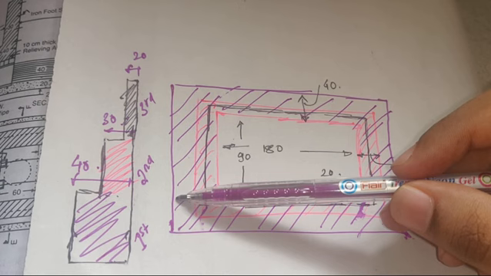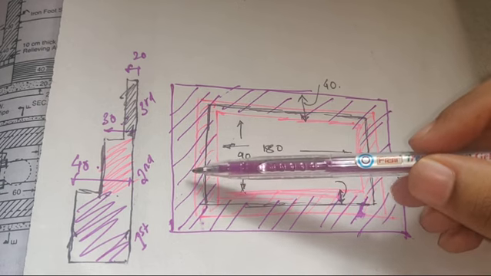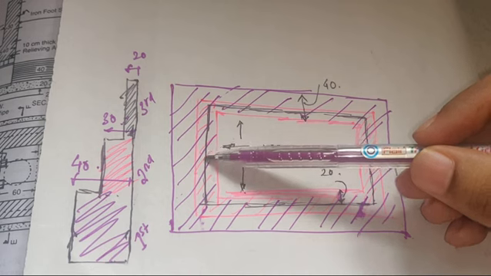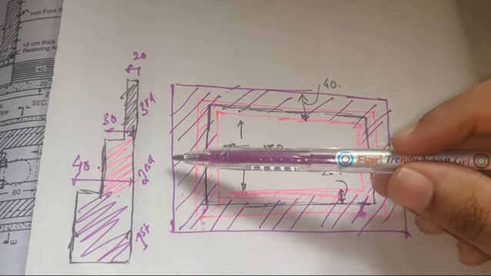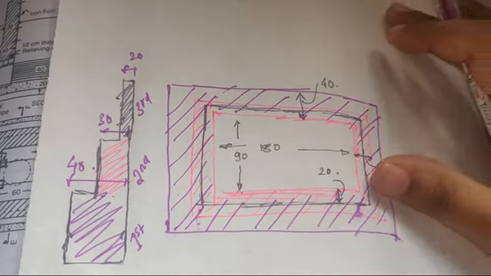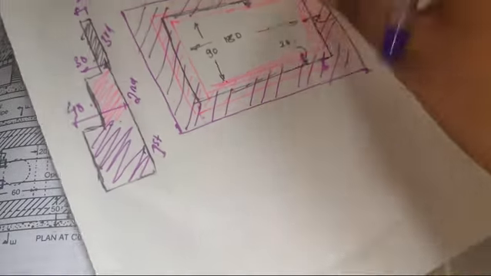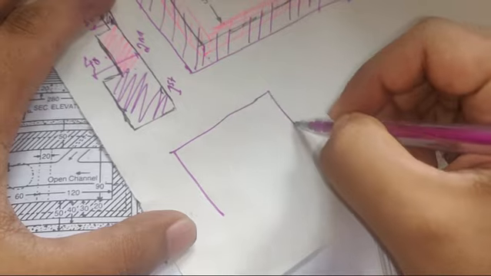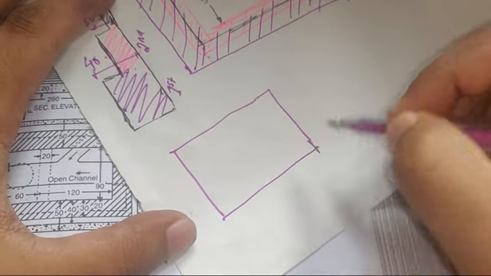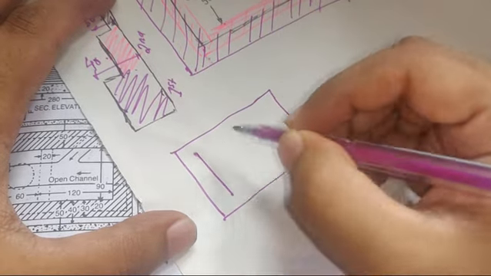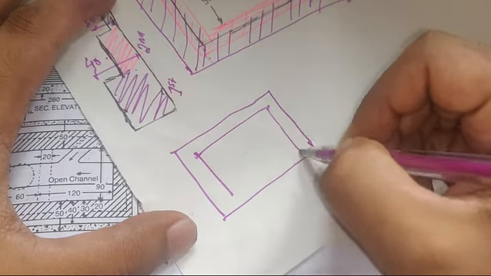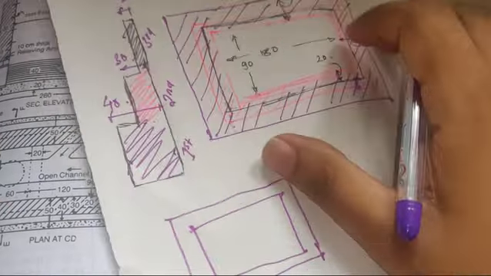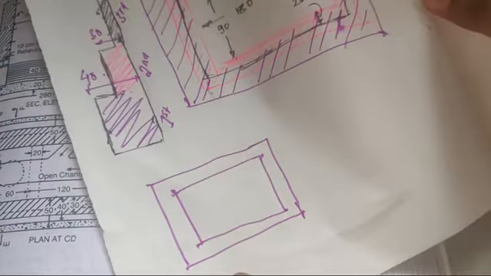So 40 centimeter wall, 30 centimeter wall and 20 centimeter wall. The 20 centimeter wall rests over the 30, and the 30 rests over the 40. Now when you calculate the quantity for the 40 centimeter wall, how will that be? If you take only the 40 centimeter wall like this, right? It will be a rectangular component like this in the plan. So I'll divide this in terms of the long walls and short walls.